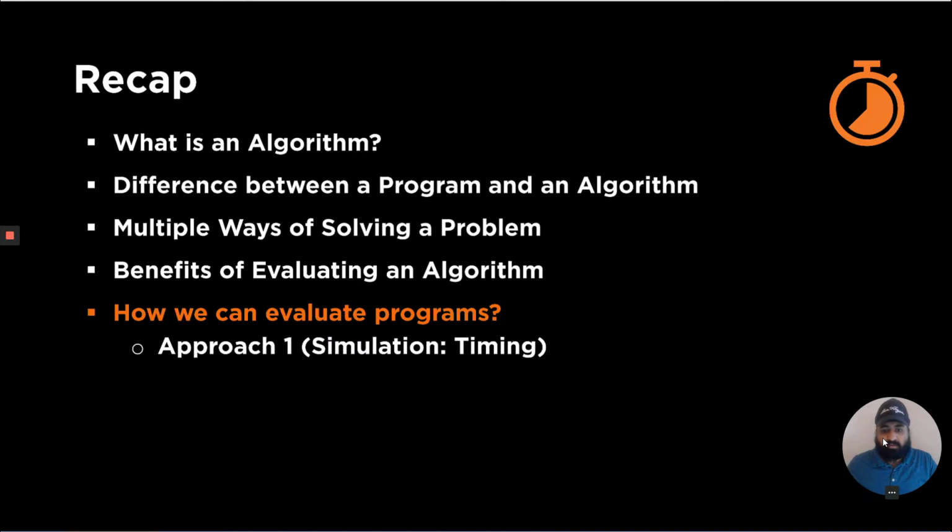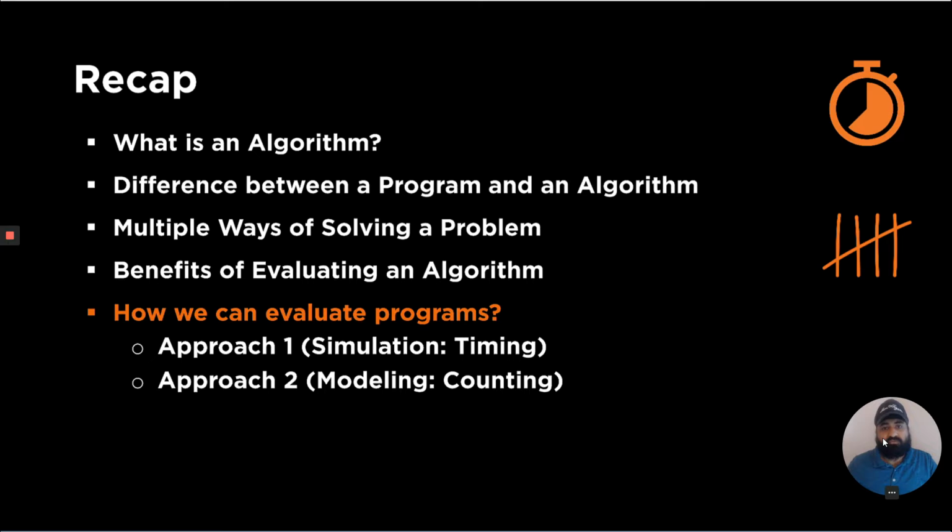The first one was simulation or timing, where you basically used a stopwatch or a particular clock in C++ to decide if one program is running faster than the other. The second approach we used was modeling, where we basically counted the number of steps of execution of two different programs.